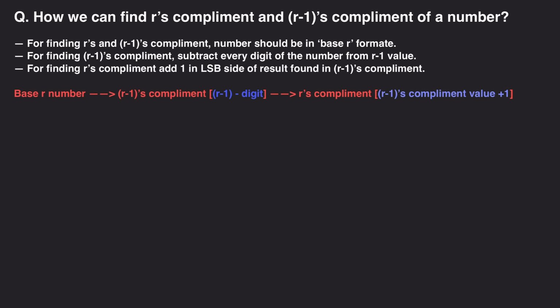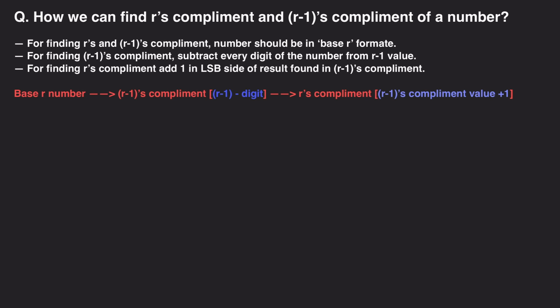Hi friends, today we will see a very important question of digital electronics, that is how we can find r's complement and r minus 1 complement of a number. This is nothing but what you always hear as one's complement and two's complement. It is similar to that.